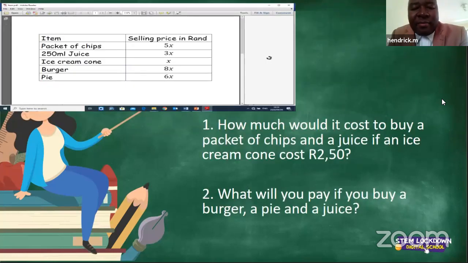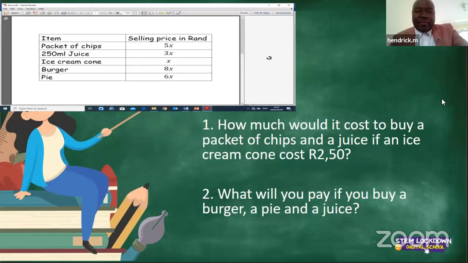The first one says, how much would it cost to buy a packet of chips and a juice if an ice cream cone costs R2.50? That is the first question. And the second question, what will you pay if you buy a burger, a pie, and a juice? That is the second question.